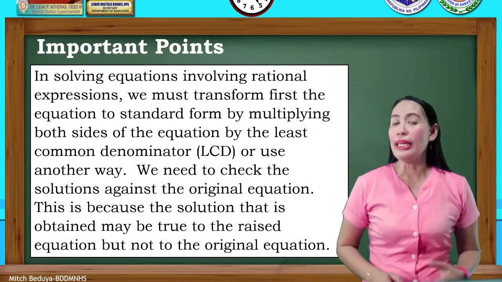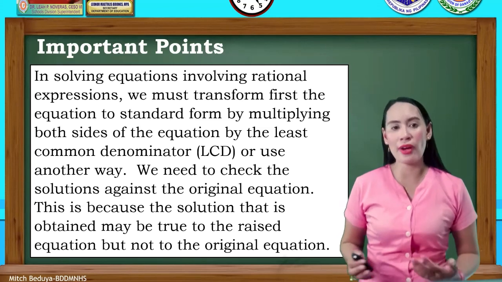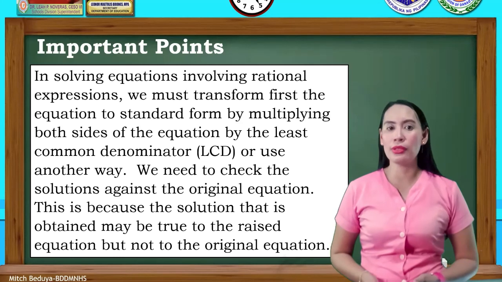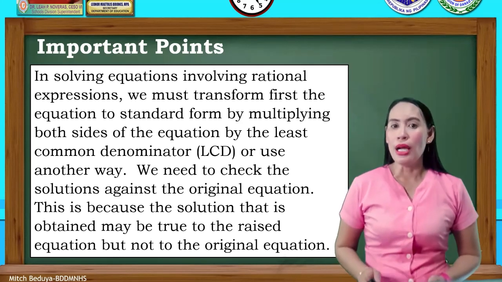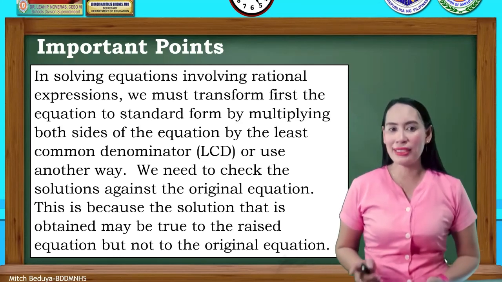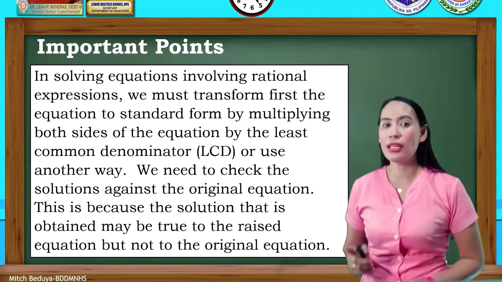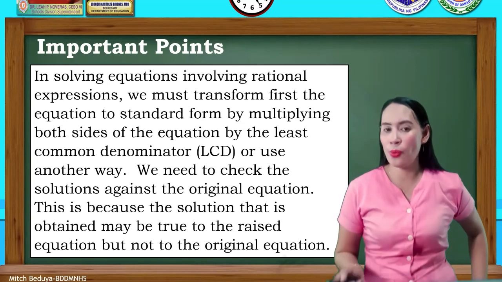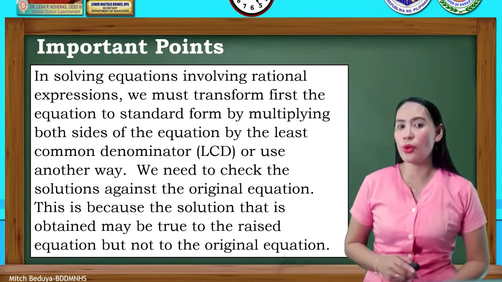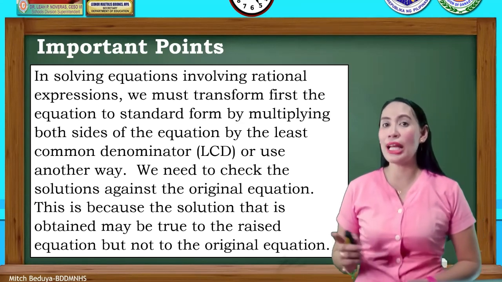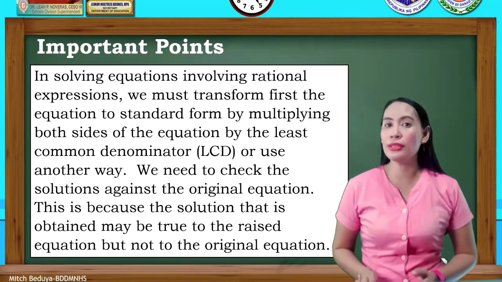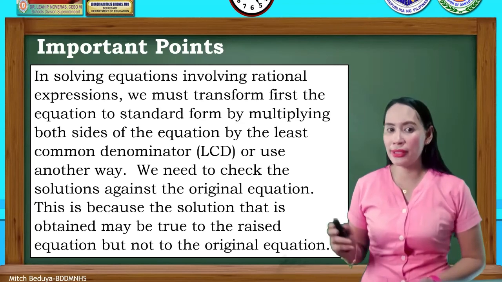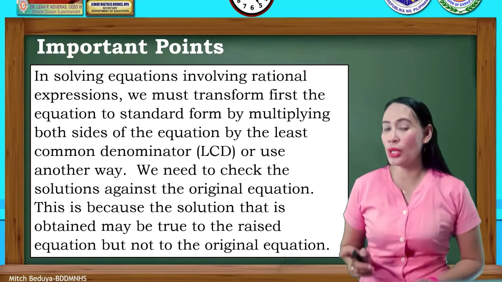Second, in solving equations involving rational expressions, we must transform first the equation to standard form by multiplying both sides of the equation by the least common denominator or LCD, or use another way. We need to check the solutions against the original equation. This is because the solution that is obtained may be true to the raised equation, but not to the original equation.